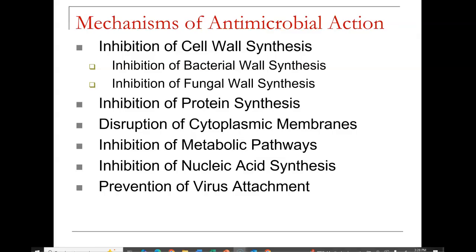You've got your fourth type up here, which is the inhibition of metabolic pathways, and this is going to work by interfering with electron transport, enzymatic activity, and disrupting tubulin and polymerization.